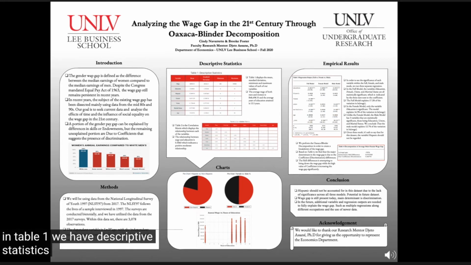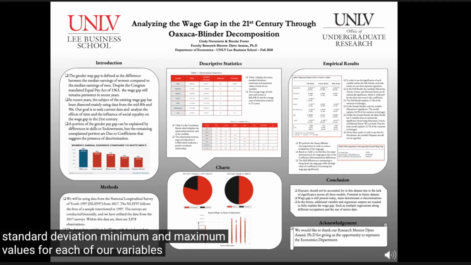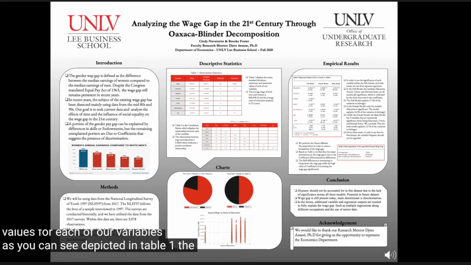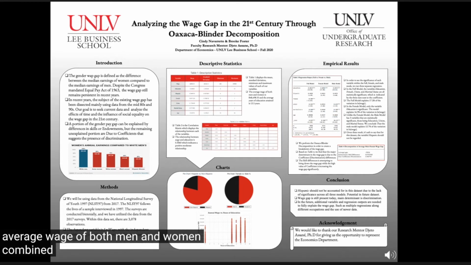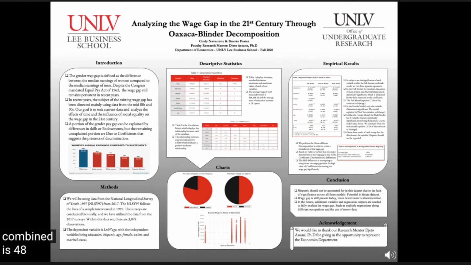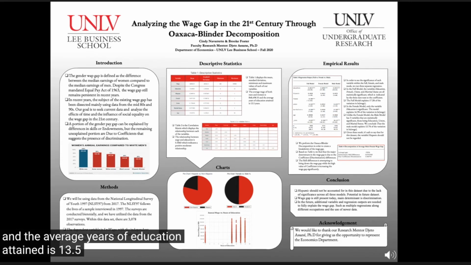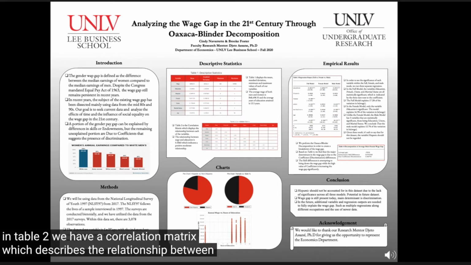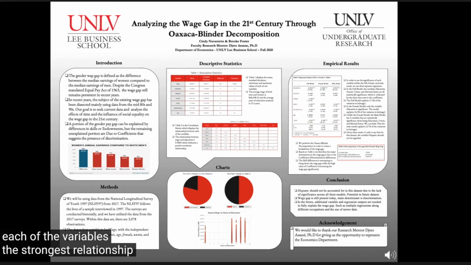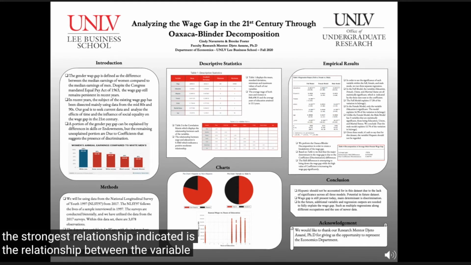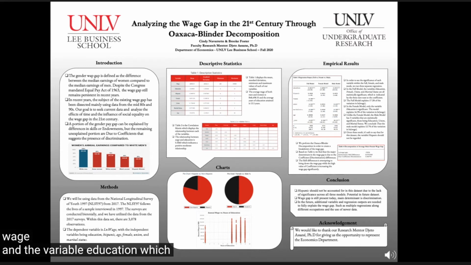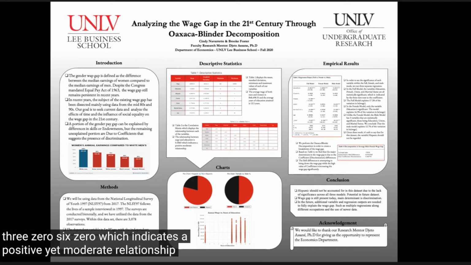In Table 1, we have descriptive statistics that display the mean, standard deviation, minimum, and maximum values for each of our variables. As you can see depicted in Table 1, the average wage of both men and women combined is $48,498.55. And the average years of education attained is 13.5 years. In Table 2, we have a correlation matrix which describes the relationship between each of the variables. The strongest relationship indicated is the relationship between the variable wage and the variable education, which is at 0.3060, which indicates a positive yet moderate relationship.